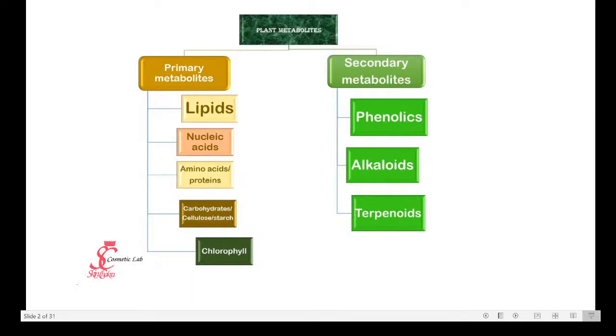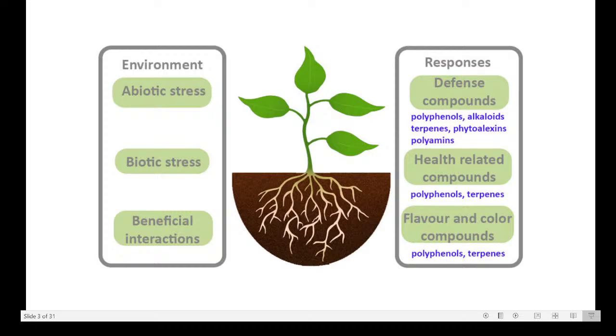Okay, secondary metabolites. Here I have listed phenolics, alkaloids, terpenoids. These are the major classifications of metabolites. In the phenolic classification, we have any number of compounds. Alkaloids and terpenoids also have some kinds of types. Why are they producing these phytochemicals?